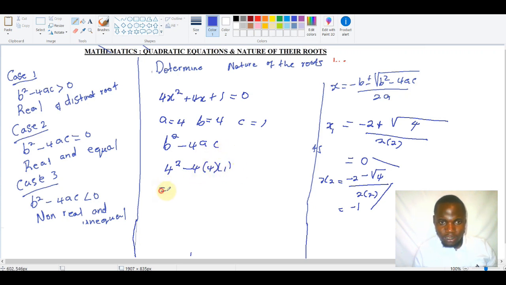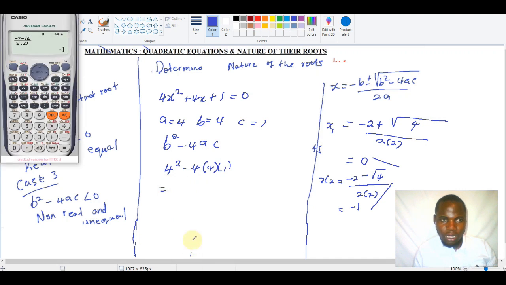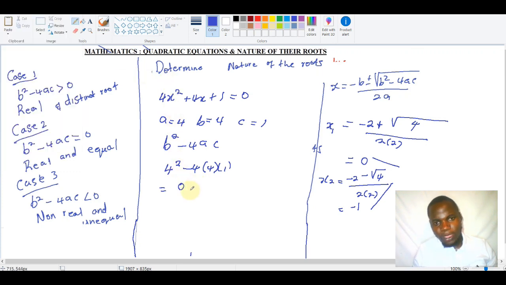So what is the answer? You use your calculator. Make sure you are friendly with your calculator, because if you're not friendly with your calculator, you'll have a problem. So it's 4 times 4 times 1. Times 1 is the same thing, so I don't have to do that. So I'm saying that our discriminant is equal to 0.